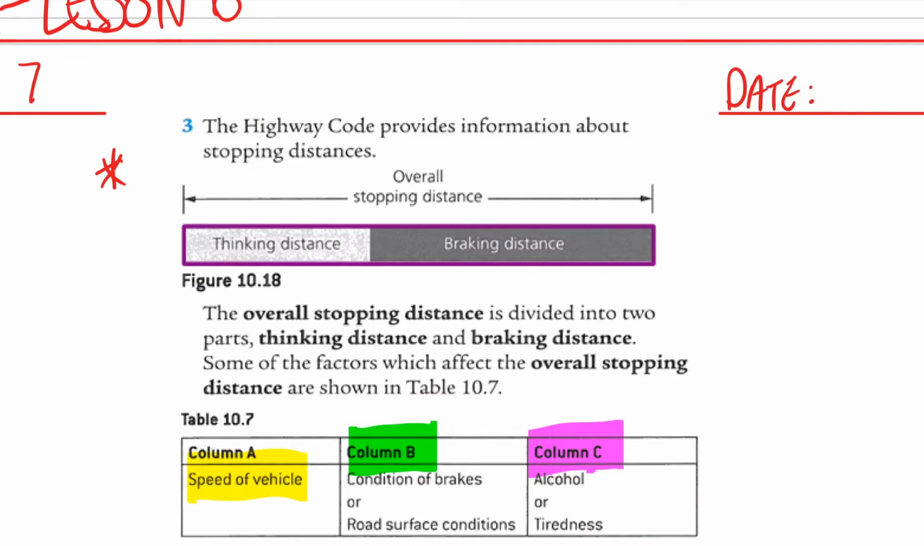The highway code provides information about stopping distances. And it just gives a recap there on what stopping distances are in terms of thinking and braking. Remember, a stopping distance equals thinking distance plus braking distance. So for example, if the thinking distance was 10 meters and the braking distance was 30 meters, the overall stopping distance would be those two added together, giving you 40 meters.